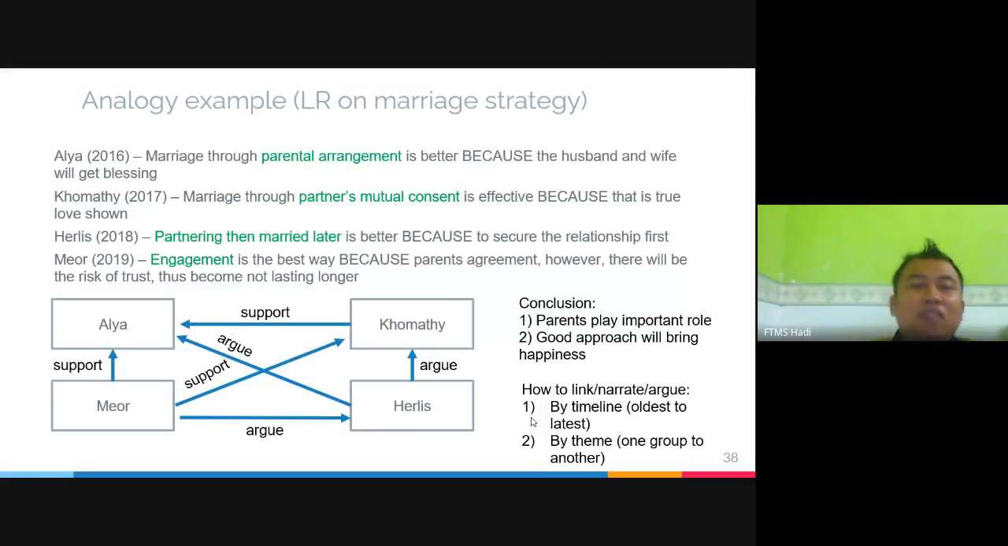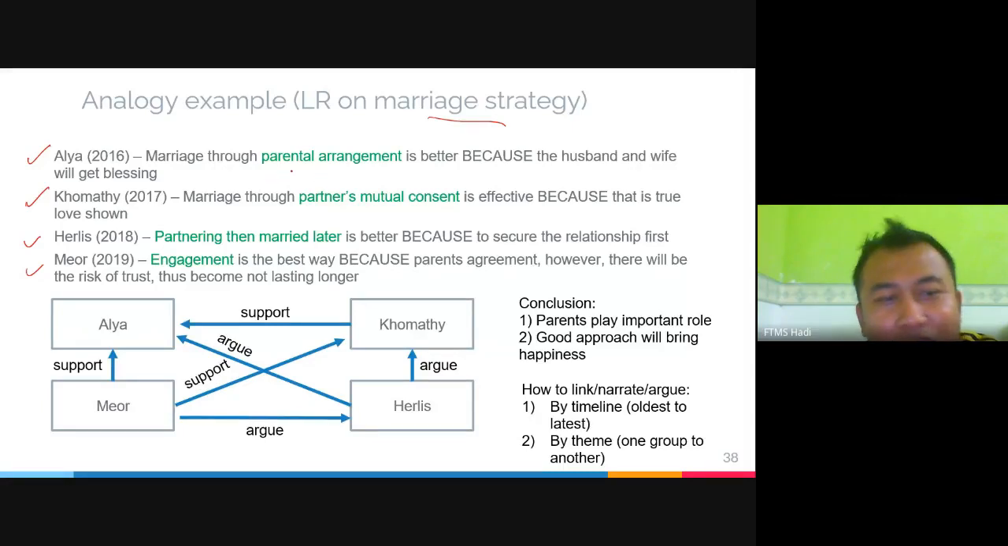Let's have a look at the analogy example, which is a literature review on marriage strategy. I'm sure this is a common thing in life that you want to have, and I hope this analogy can help you understand better. Let's look at these four scholars: Alia, Komati, Herlis, and Mio. These are four experts on marriage strategies, what we call the debate on marriage strategy.